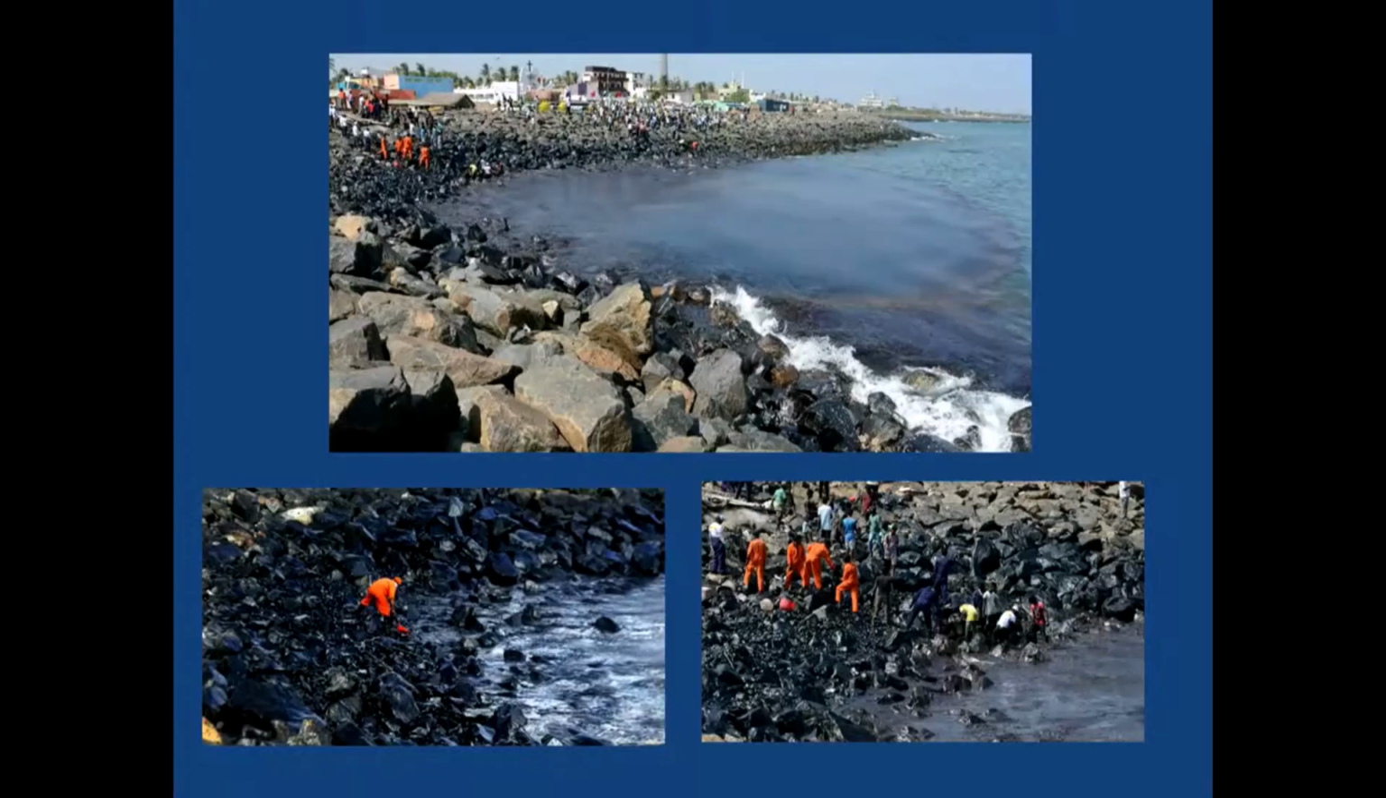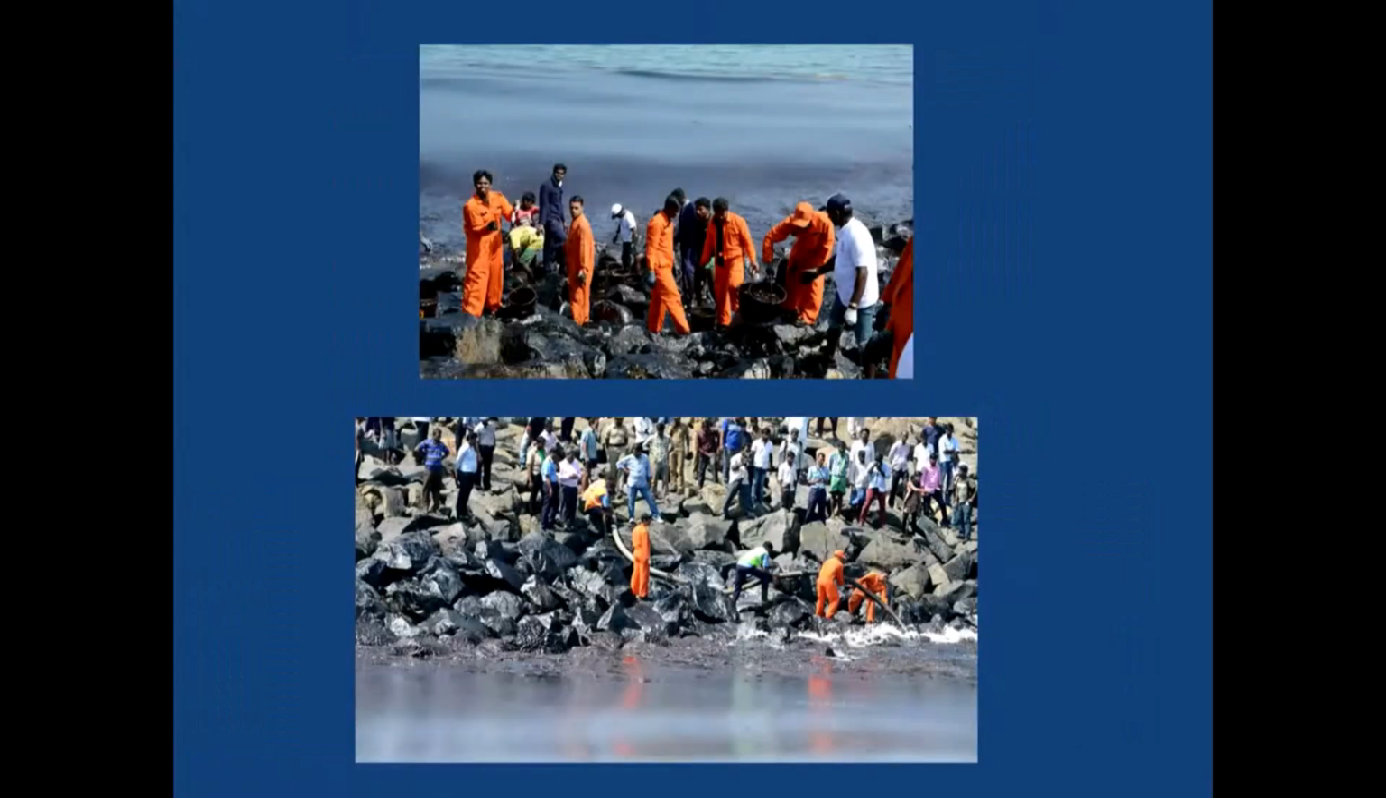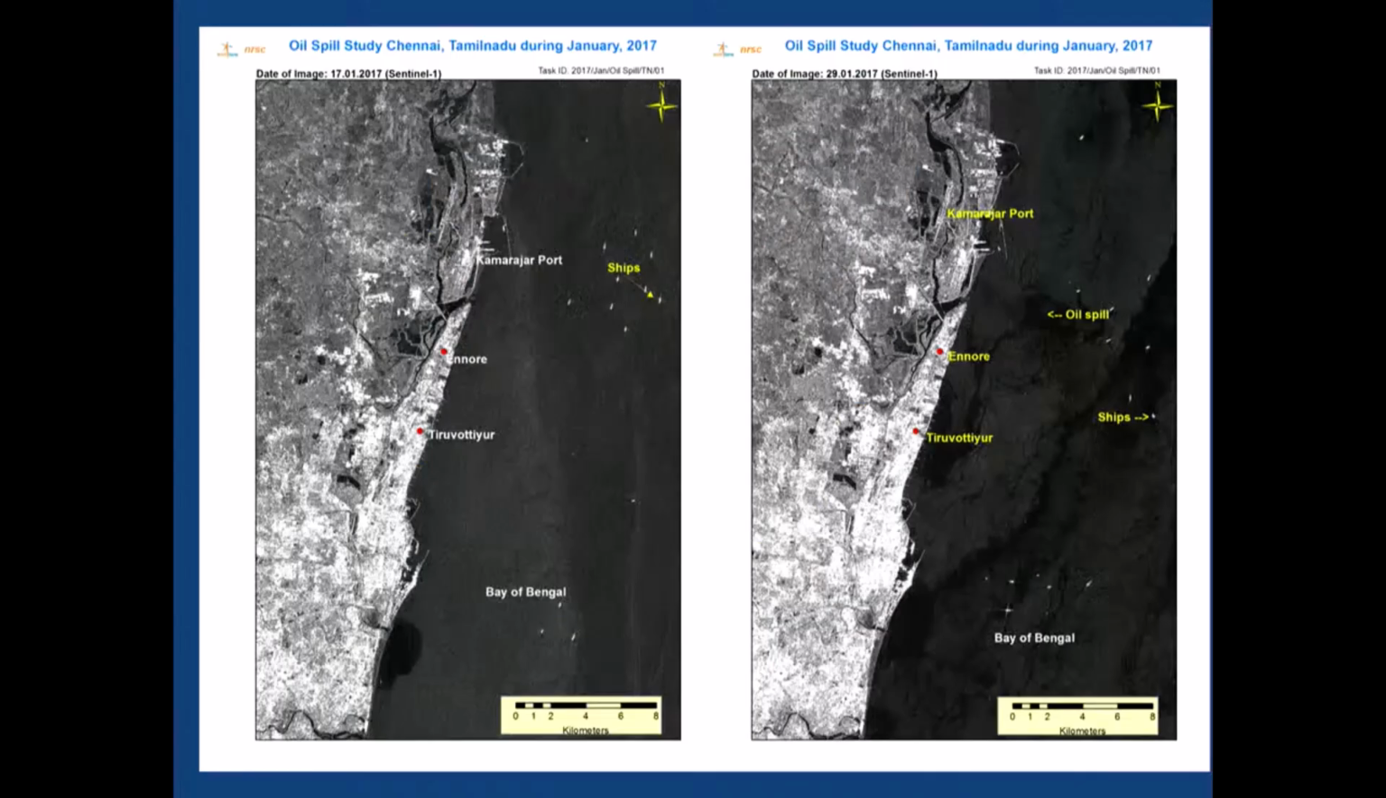So this is the oil spill that reached the coast, and the volunteers started pumping the oil out of the water, and a lot of activity had taken place during that time. These are the pictures of how they have pumped the oil from the coast. And satellite data was also used to monitor the oil spill.